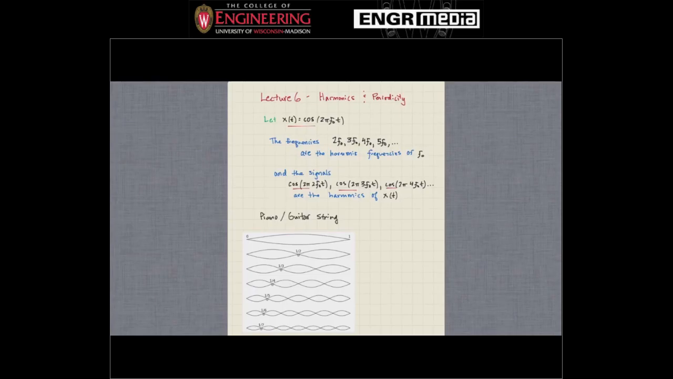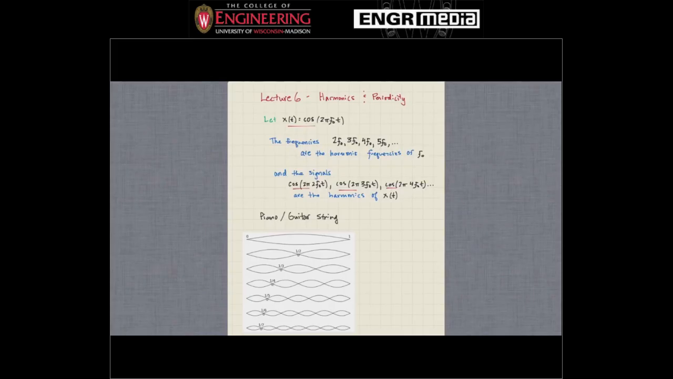So it's a relatively simple idea, and all it means is that there are components of the signal that are integer multiples of some fundamental frequency f naught. So one way to visualize this and see where this comes from is to think of a piano chord or guitar strings.